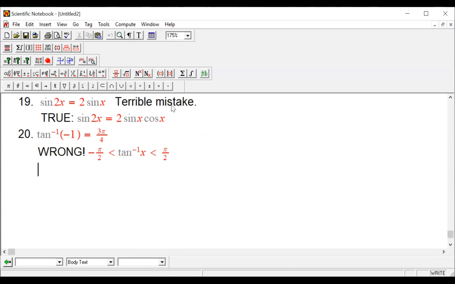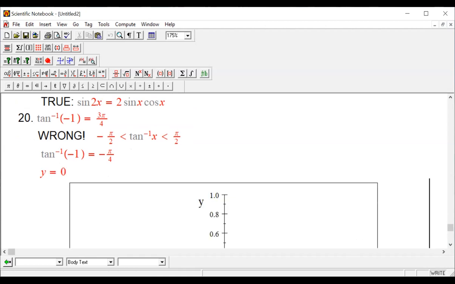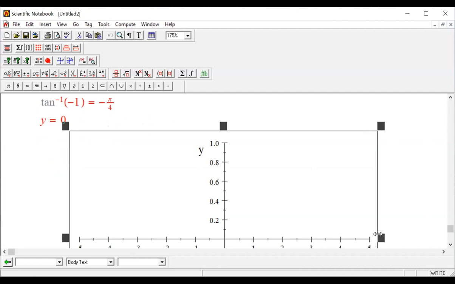All right. Remember when we were talking about arctan, we have the no-fly zone. So arctan negative 1 is going to be equal to negative pi over 4. And the answer has to be here. Let me just show you that picture, the no-fly zone. Tangent, right?